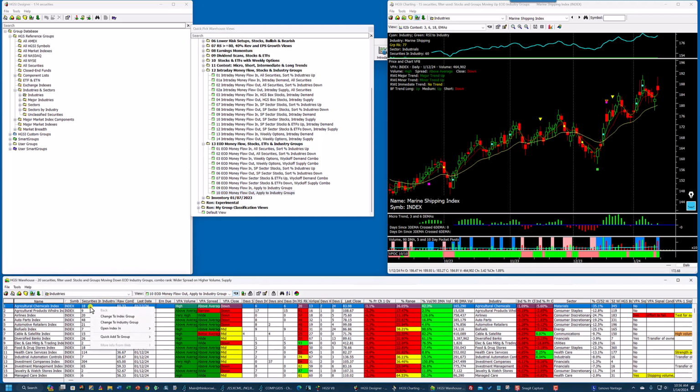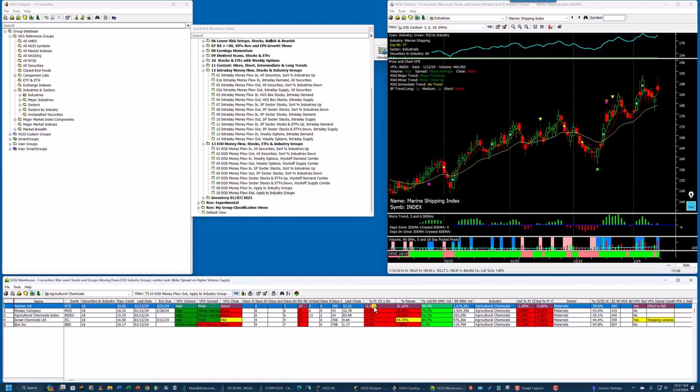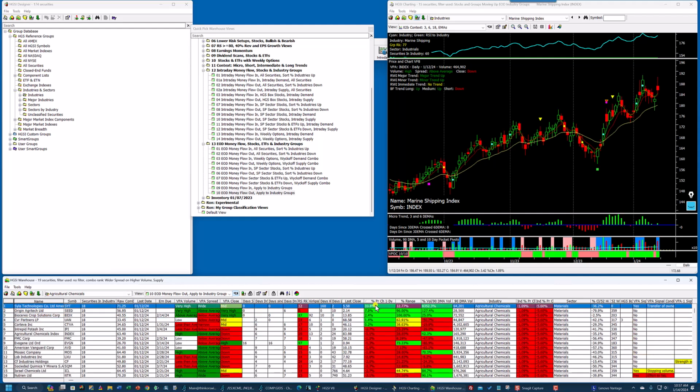We'll just use ag chemicals. It changed to the industry group, and it's only because of the requirement for money flow out, it's going to just show stocks where money was flowing out of this industry group. If you want to see everything, just hold your shift key, remove the filter, and then you can see which ones in the group were up.